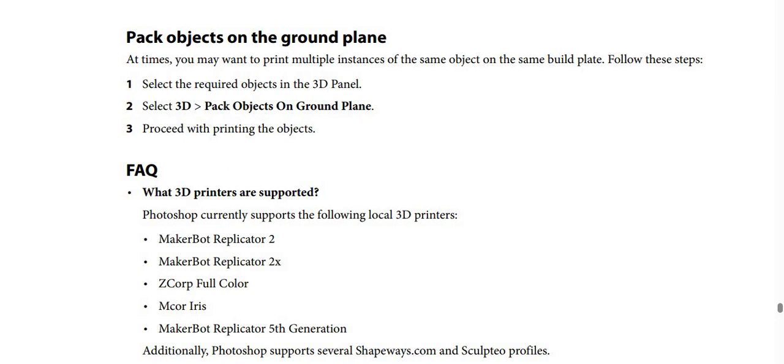We have 3 steps. Step number 1, you should select the required objects in the 3D panel. Step number 2, you should select 3D, then select back object on ground plane. And after that, step number 3, proceed with printing the objects.